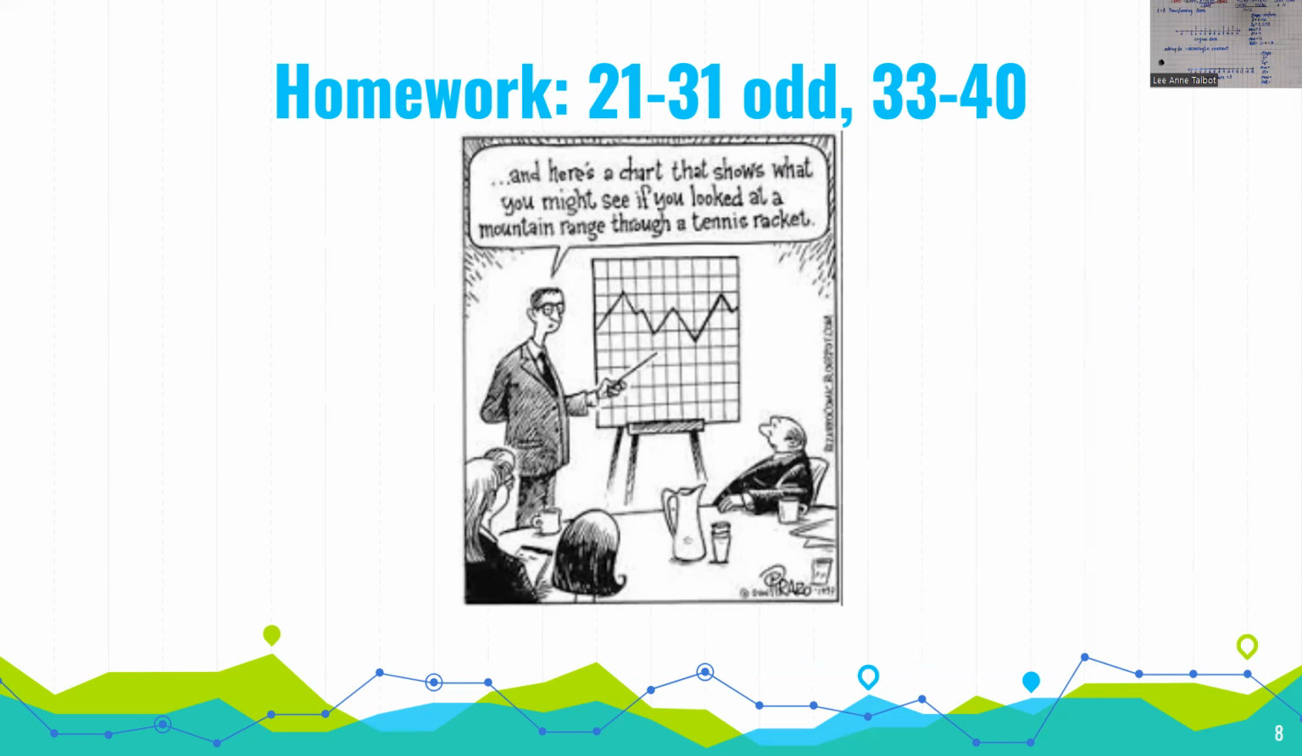Don't worry about it. Anyway, here's my joke of the day. It says, and here's the chart that shows what you might see if you look at a mountain range through a tennis racket. Thank you for fake laughing. I thought it could look kind of like the cumulative relative. Okay. There's gonna be better ones, I promise.